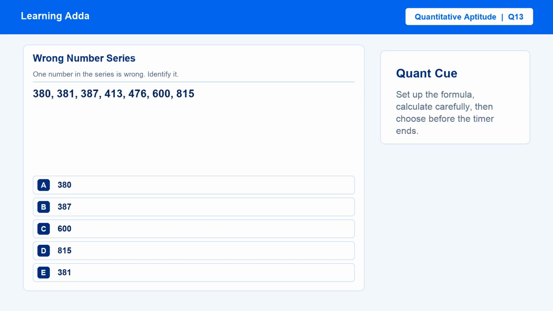Question 13. 380, 381, 387, 413, 476, 600, 815. Option A 380. Option B 387. Option C 600. Option D 815. Option E 381. The timer starts now.